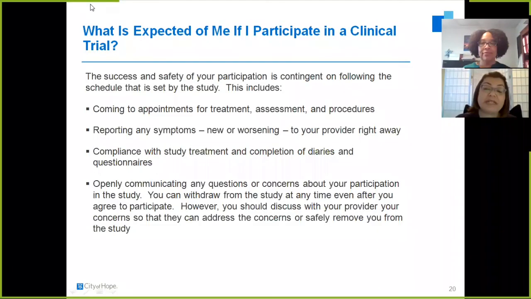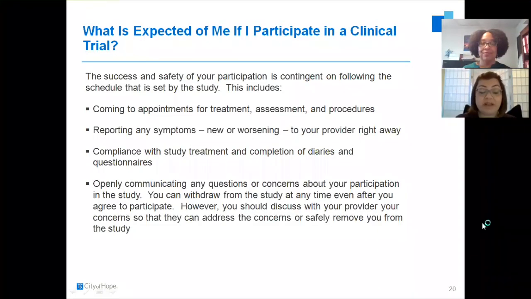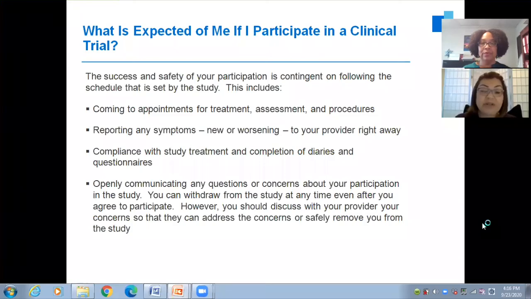What is expected of you if you decide to participate in a clinical trial? The importance of following the schedule of events is going to determine the success of your participation in the trial. We're going to want to make sure that you're able to come to all of the appointments for treatments, assessments, and procedures. We'll want to make sure you're able to report any symptoms, new or worsening, to your provider.